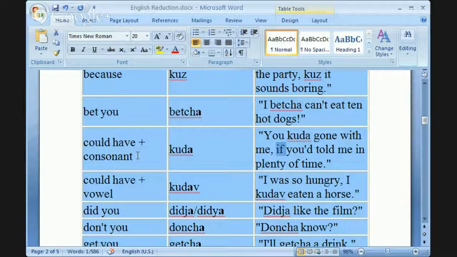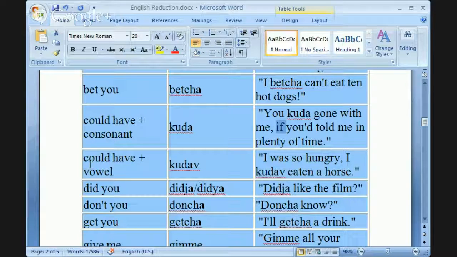I could have eaten this dish of pasta if you had cooked it well. Okay. All right, very good. I could have eaten this bowl of pasta if you'd cooked it well. Okay, very good. Good job. Thank you. You even reduced it.